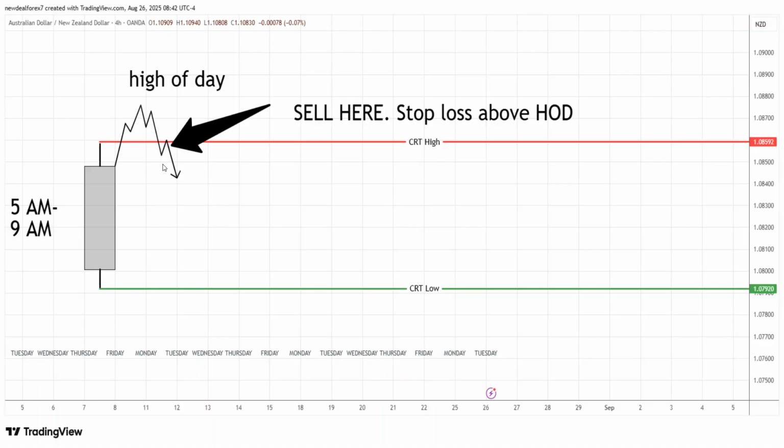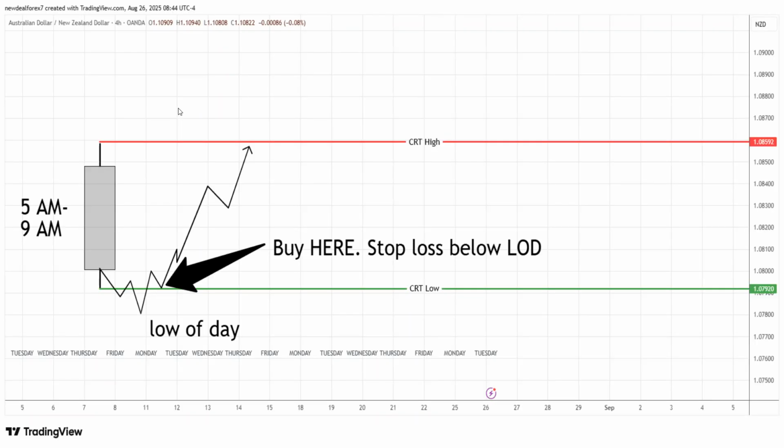And if the alert doesn't go off, that means there was no trade. Price just stayed below the level. There's no trade there. It is what it is. Okay. Now, in terms of where you get in, you get in right at the range's high, the CRT high, right there. As soon as it closes below that level, you're in. Your stop loss is above the high of the day. Done. You don't even have to think when you're using this method.